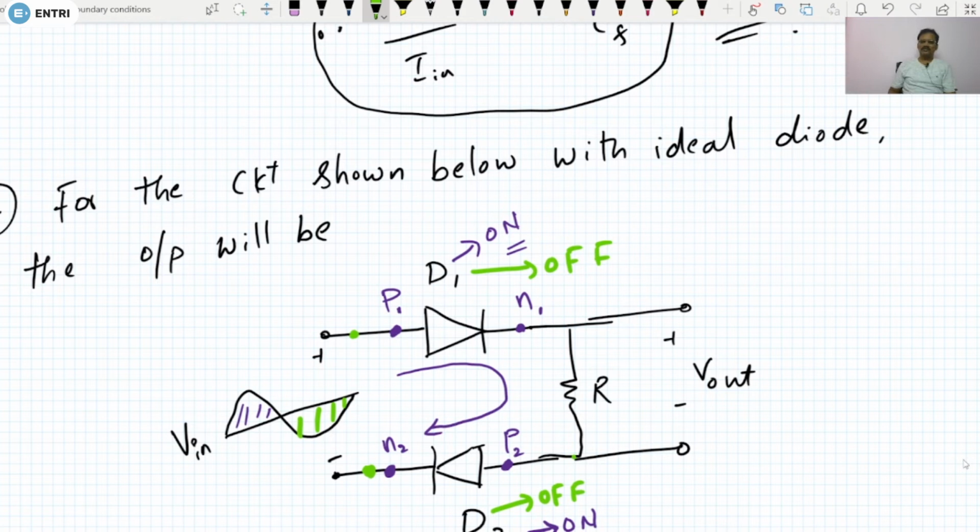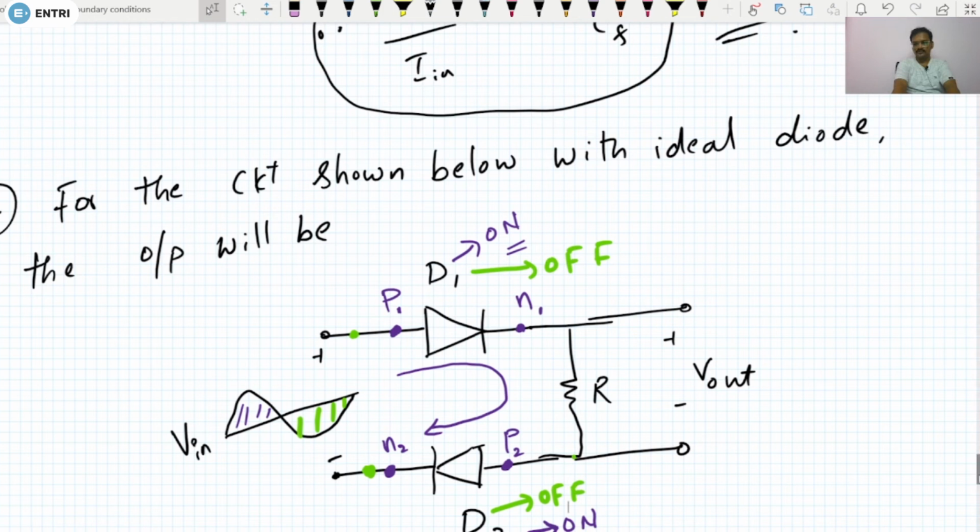Understood? One thing you can remember, during negative half cycle this circuit will try to pump the current in anti-clockwise direction. So the current has to flow from N2 to P2 here, and here it has to flow from N1 to P1. But we know that diodes D1 and D2 are not going to allow the currents from N to P. So there will be no current flow during the negative half cycle, which means D2 will be off and D1 will also be off. So the input is completely disconnected from the output.